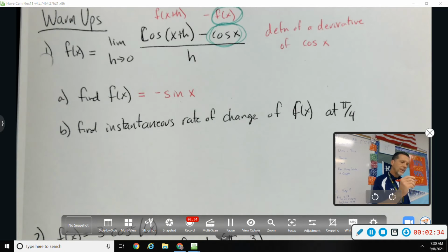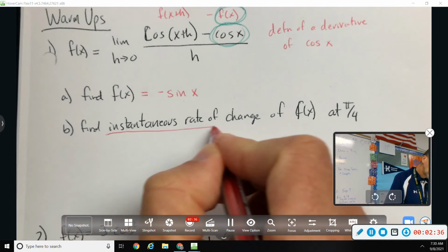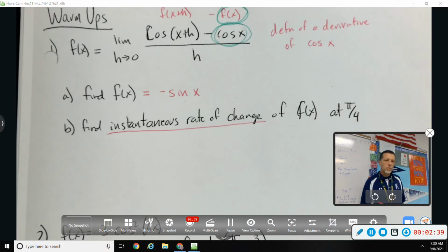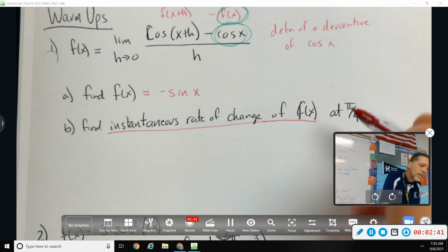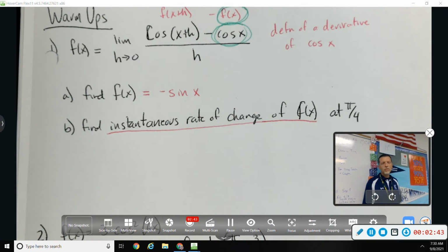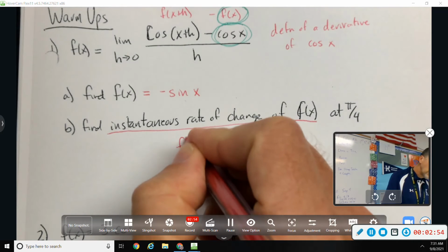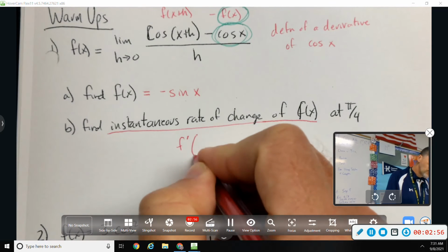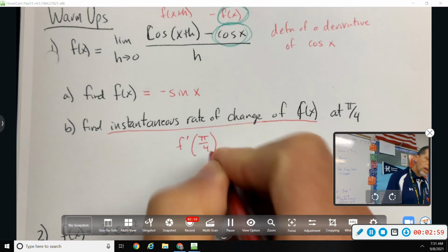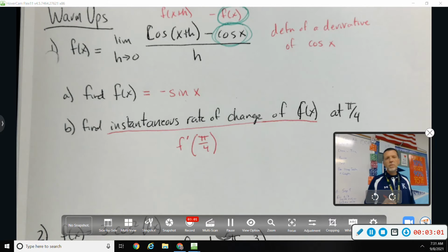All right, find the instantaneous rate of change of f. Instantaneous rate of change of f. That's fancy talk for what? Okay, find the slope or find the derivative. So we want f prime at pi over 4. So part B is, again, not really difficult. It's just, do you understand what's being asked?